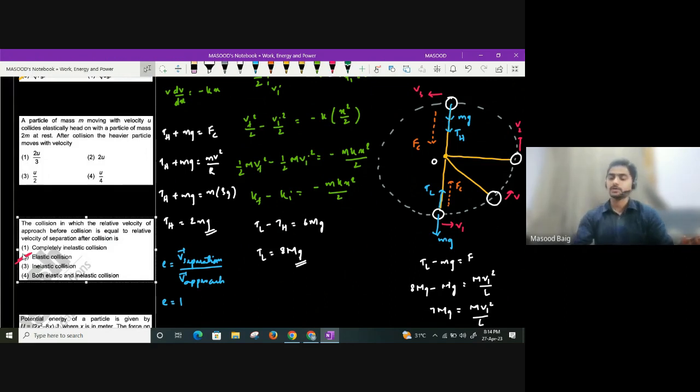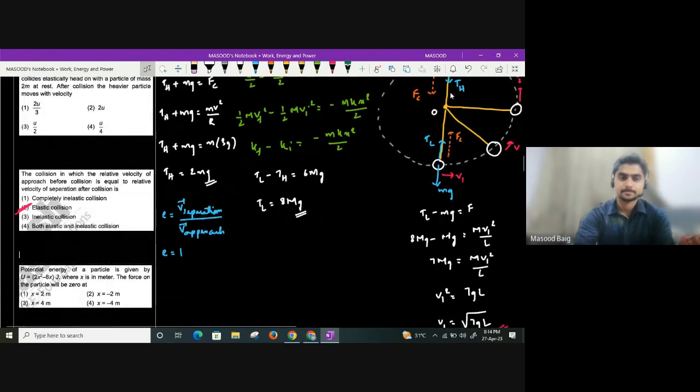And always remember, in a vertical circle, as I have already told, at the lowest position tension will be maximum. At the highest position tension will be minimum. Understood, everyone? Is that clear?